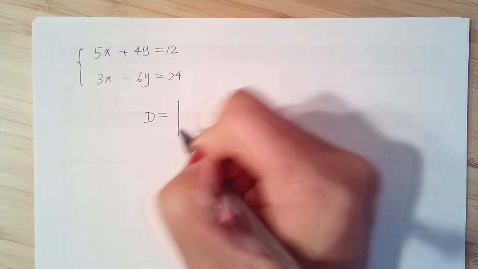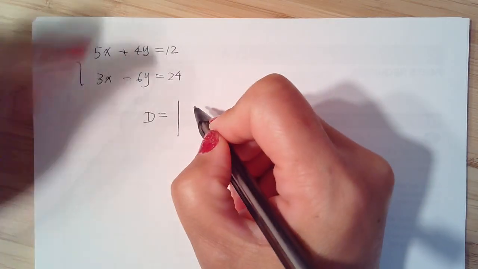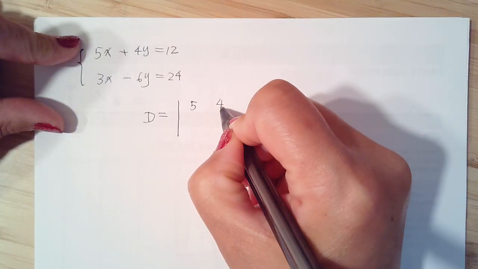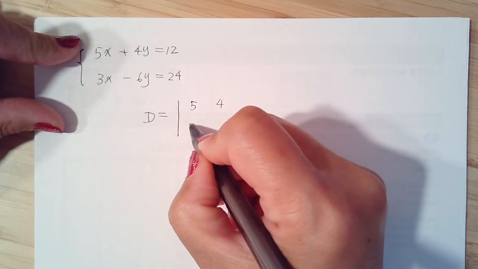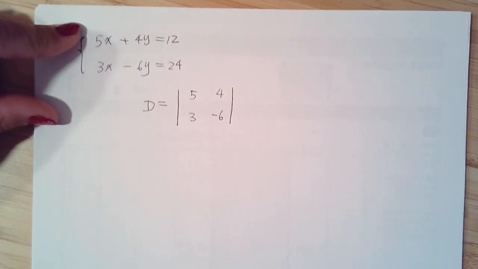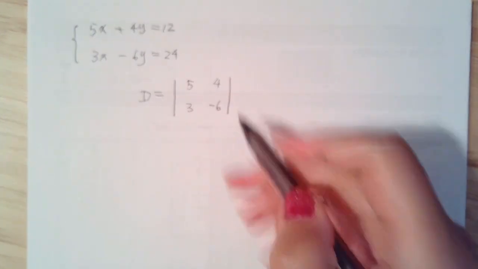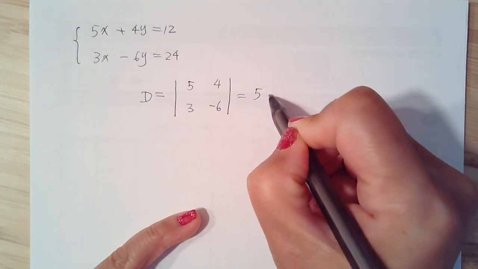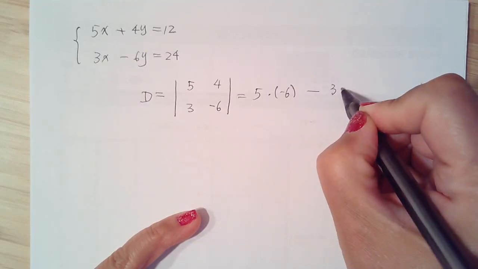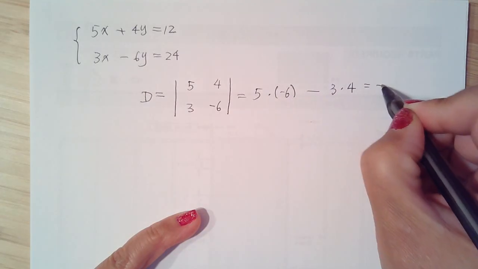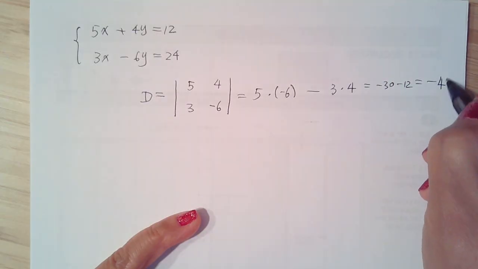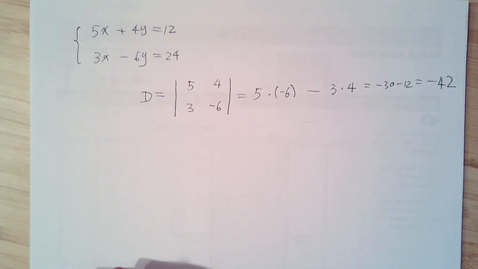D is the determinant of just the coefficients. So that is a 5 and a 4, and then here's a 3 and a negative 6. Do you know how to do that? Yes. So 5 times negative 6 minus 3 times 4. That's negative 30 minus 12. The answer is negative 42. So far so good?